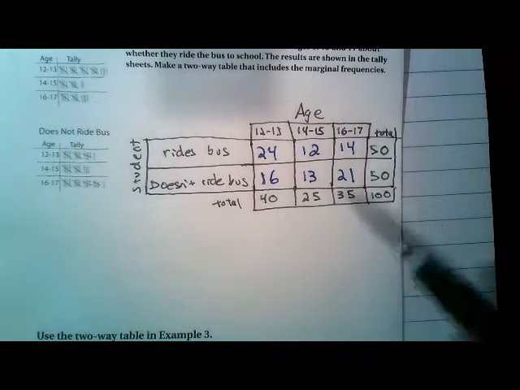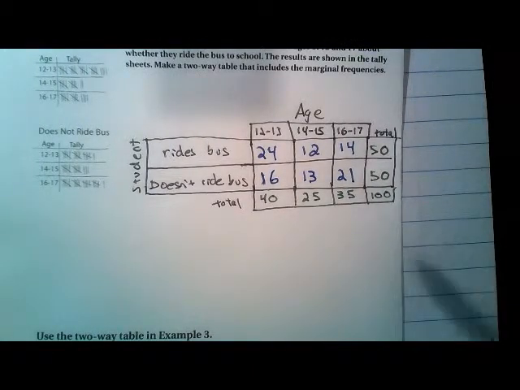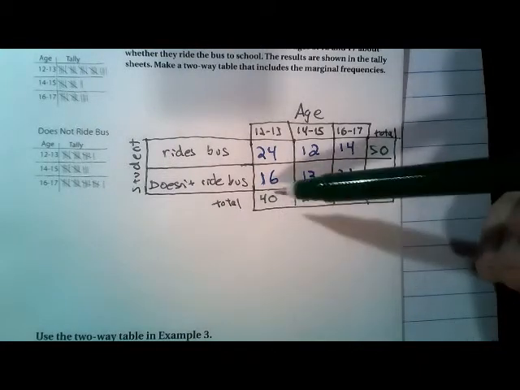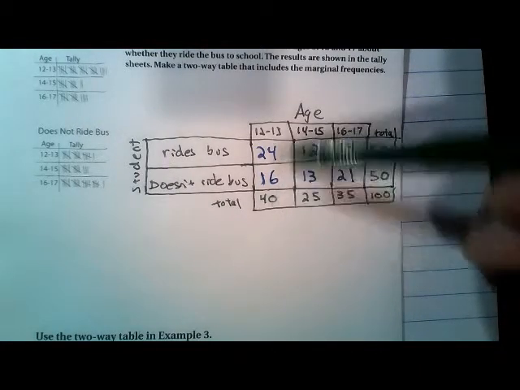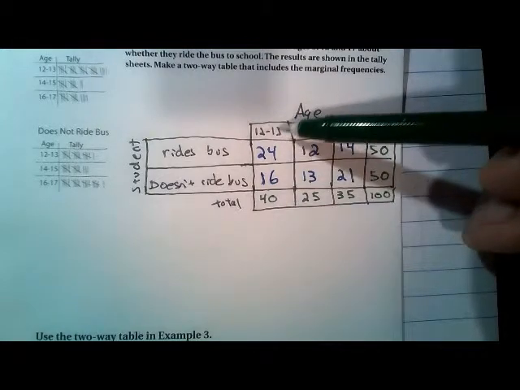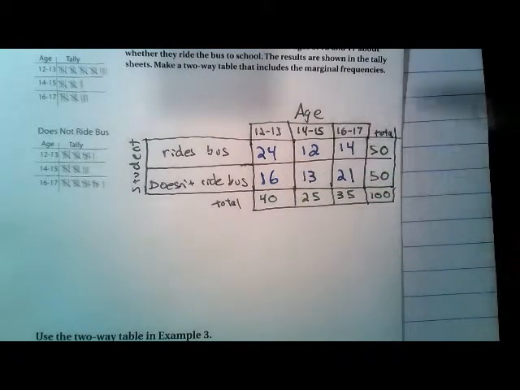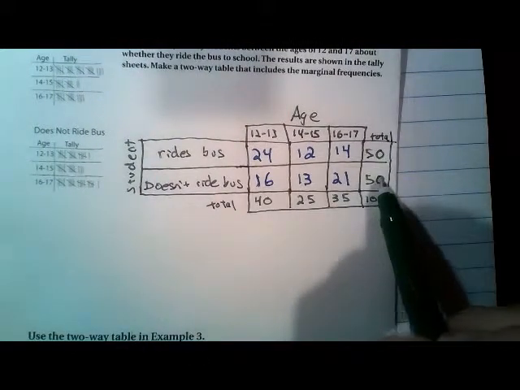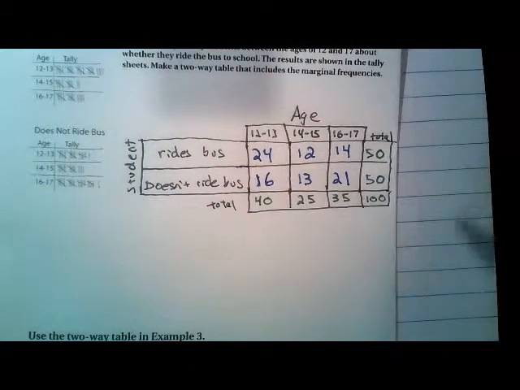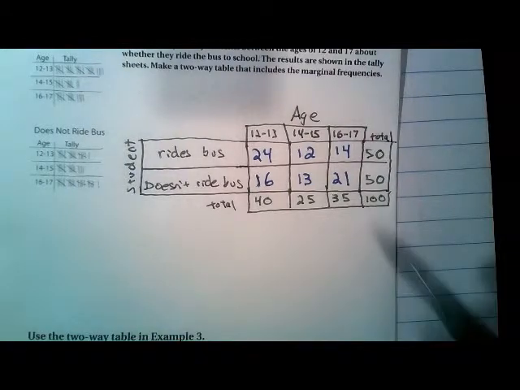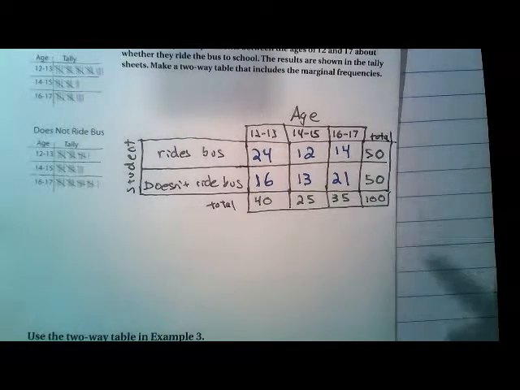Now this one doesn't ask me to interpret the marginal frequencies, but if I were to, I would say, out of the kids that were surveyed, 40 of them were aged 12 to 13. Or I might say 50 of them do not ride the bus to school. Okay, so that's how I would interpret those marginal frequencies. Right? 100 students were surveyed.